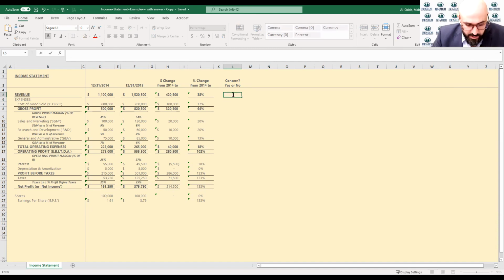And now, looking into each one of these, is this concerning? No, this is not concerning. And how about this one? No, we're not concerned about the gross profit. Same thing for operating expenses, 18% here, which is less than the revenue. So there is no concern here. We are not concerned here. Same thing for the net profit here. We're not concerned at all.